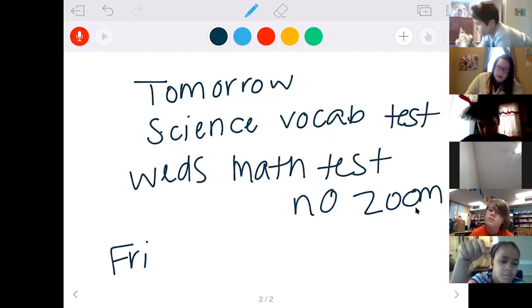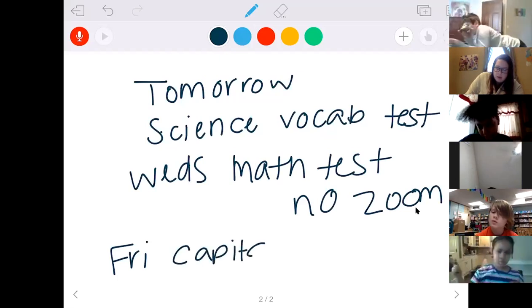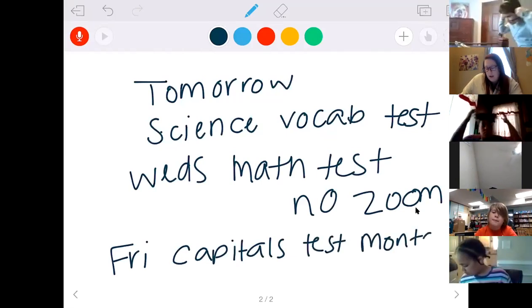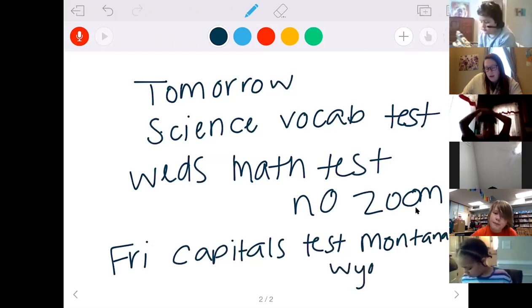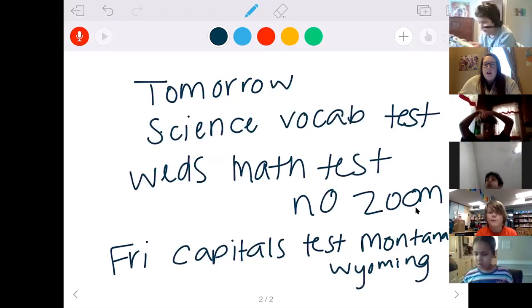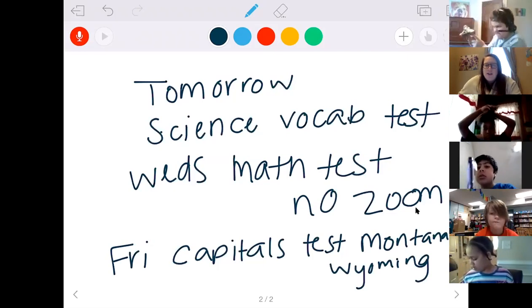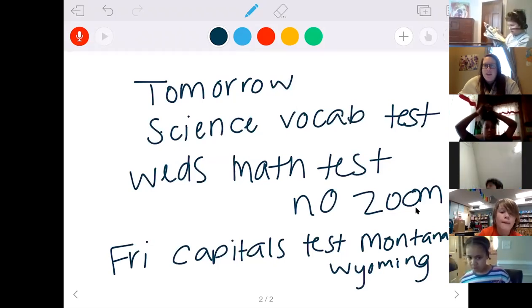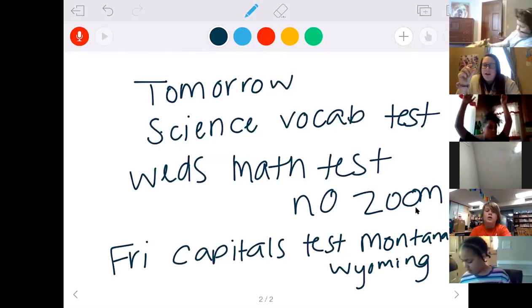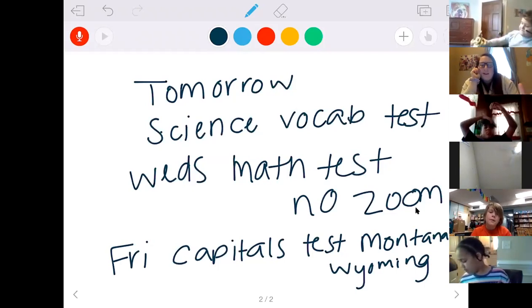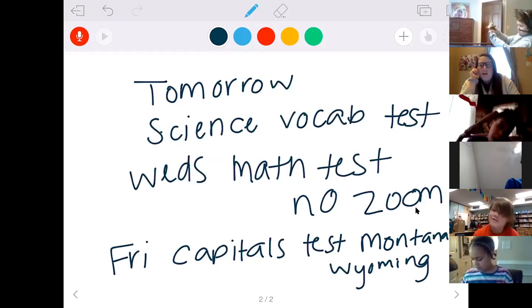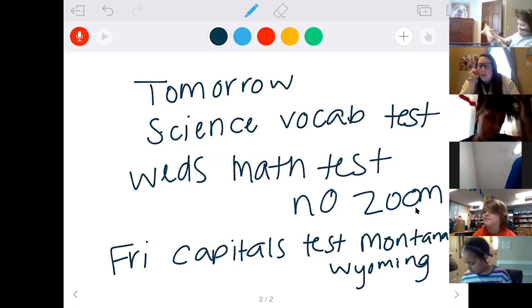Friday is your capitals test on Montana through Wyoming. So that'll be matching just like before. Make sure that when you're doing the social studies, writing on the map is fine, but when we get to the really small states, you might want to do it on notebook paper because it's not going to look very clear on the picture. If you can fit it and I can read it, that's fine. But if it gets too crammed, do it on notebook paper for me and just number it.